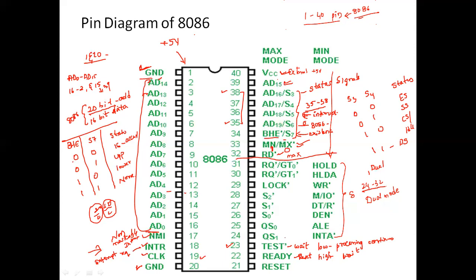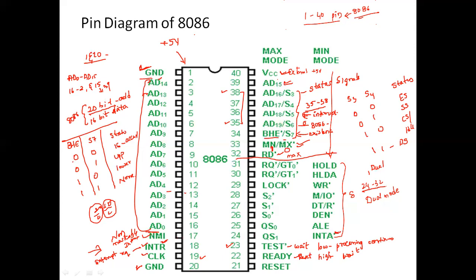When it comes to pin number 24, here INTA bar is there. It is an interrupt acknowledgement. Whenever the INTR interrupt signal is generated, the microprocessor generates the interrupt acknowledgement signal. That means a response to the interrupt, saying that I have received that request. INTA is a response to the interrupt.